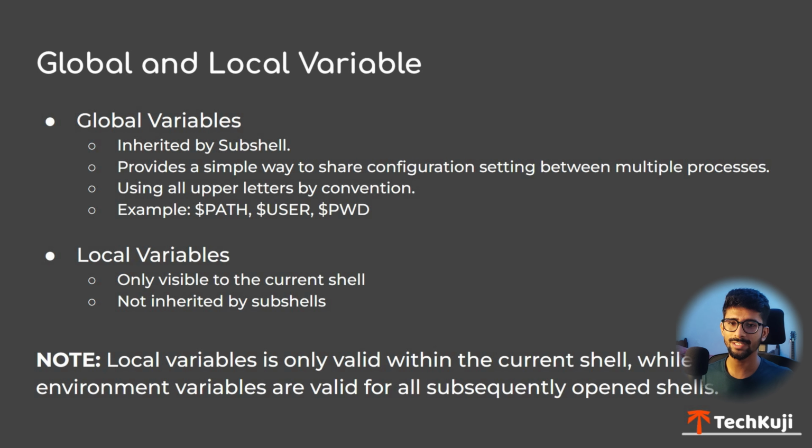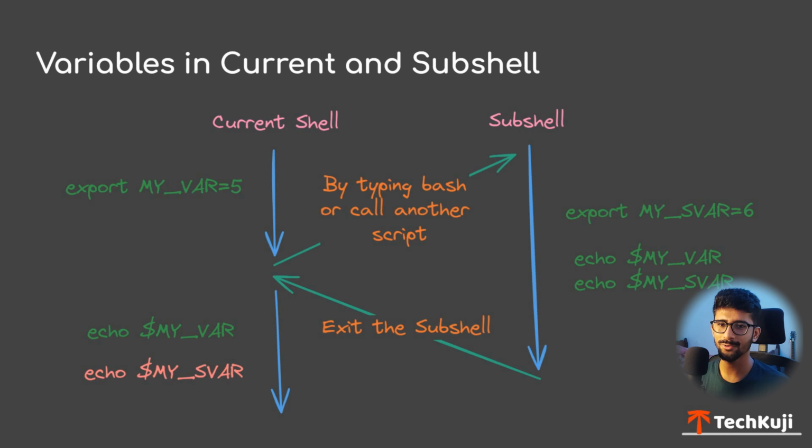By convention we use uppercase for global variables. These are some examples: $PATH, $USER, $PWD. These are all global variables. The same thing I have explained: local variables are only visible to the current shell, not inherited by the subshell. That is one main difference, guys. This one is very important, so please try to understand it. If you are able to understand this, global variable, local variable, shell and subshell will all be crystal clear. So please focus on this.